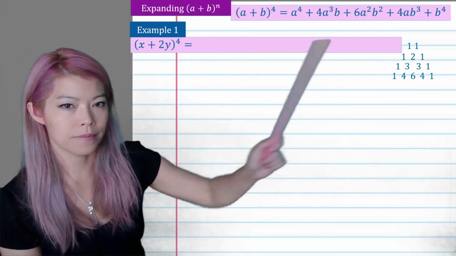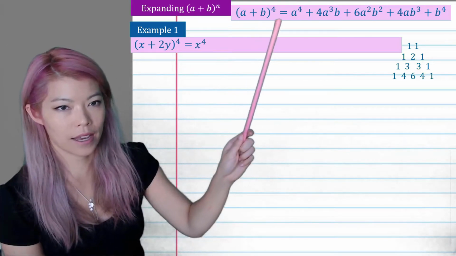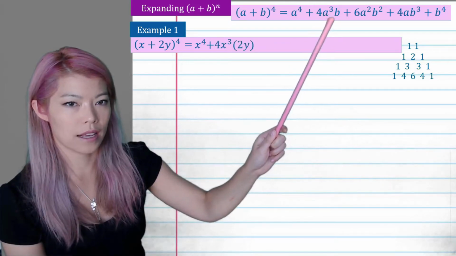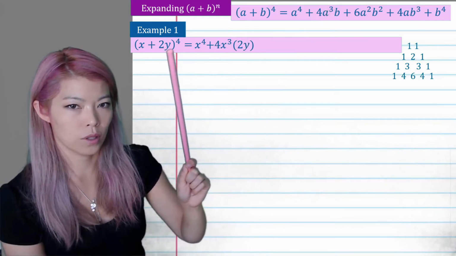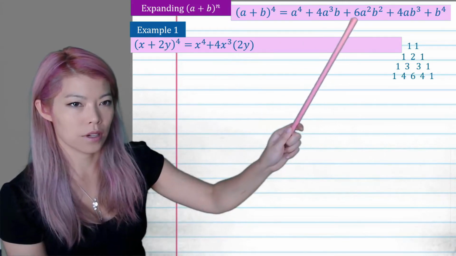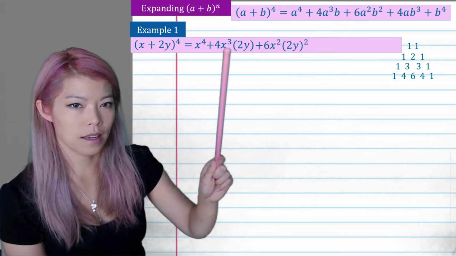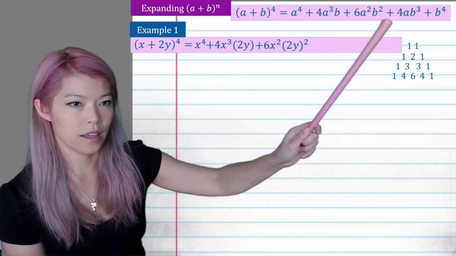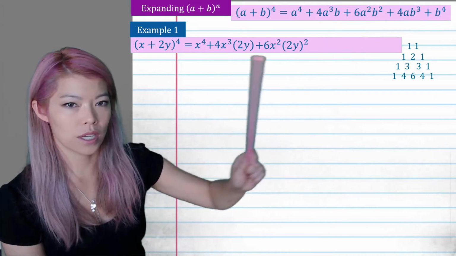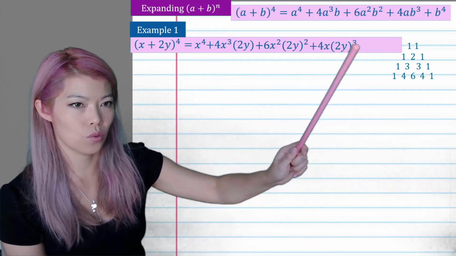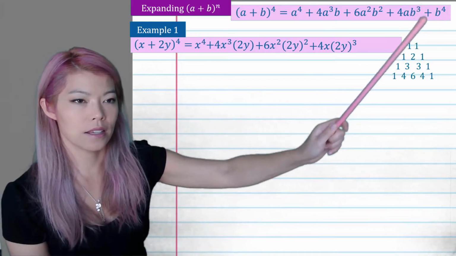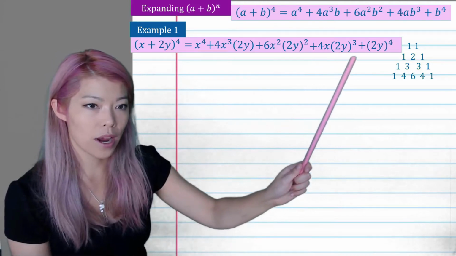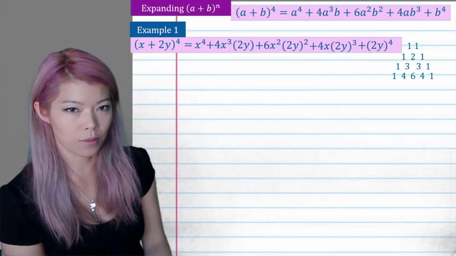for all the b's. So we have x to the power 4. Now we have 4 times x to the power 3 times b, which is 2y. Now we're going to substitute that part. So plus 6 x squared times 2y squared. Now we're going to substitute plus 4 times x times 2y to the power of 3. And then the last term is b to the 4, so 2y in brackets to the power of 4. Make sure you use brackets, otherwise you might forget the power of the pronumeral.